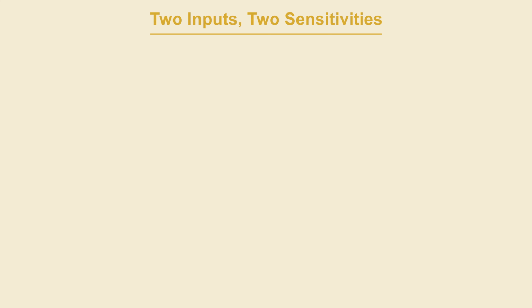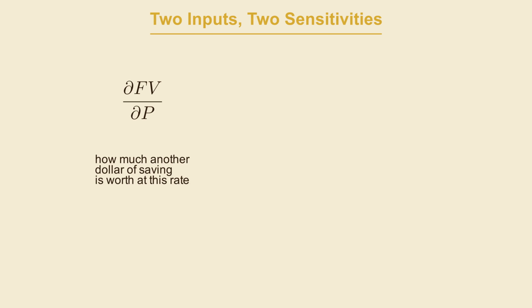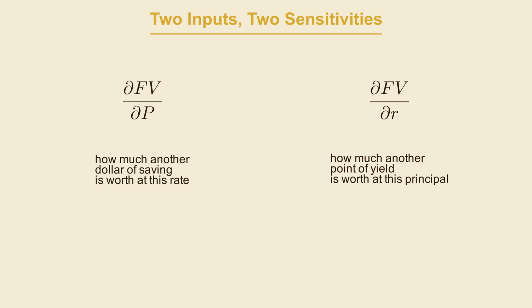So we end up with two numbers, and they're saying genuinely different things. The partial with respect to the principal tells us how much another dollar of savings is worth at this rate. The partial with respect to R tells us how much another point of yield is worth at this principal. It's the same future value, but they are measuring different sensitivities. We got both by holding one variable fixed and applying the regular derivative rules to the other. That is the whole technique of partial derivatives.